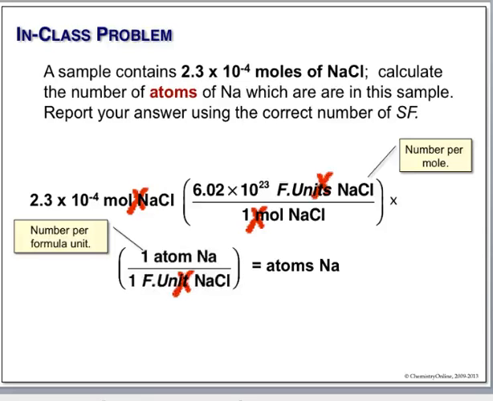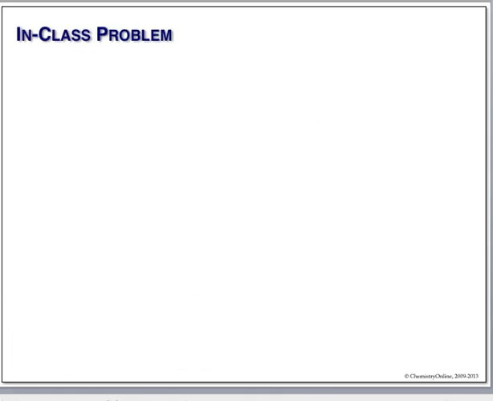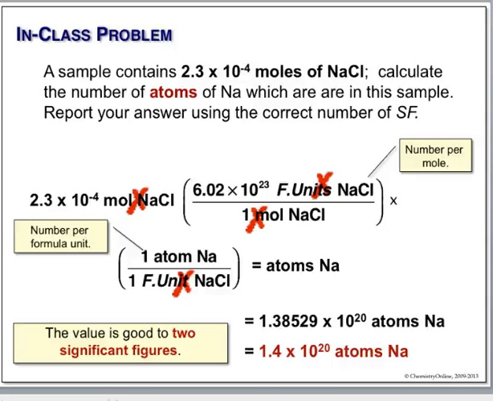What's the answer? This is a calculator answer, 1.38, and so on, times 10 to the 20. We have 2 significant figures. So we round this to 1.4 times 10 to the 20.